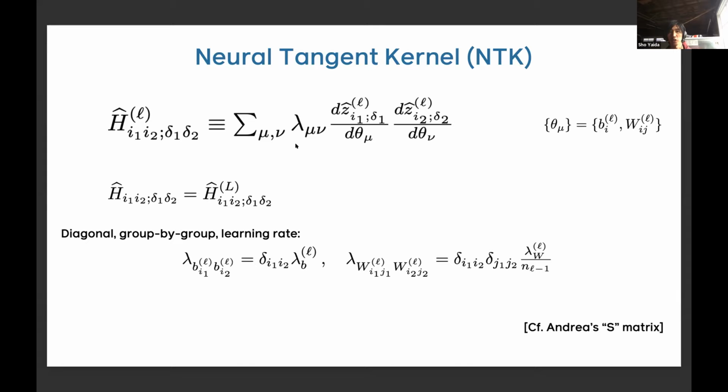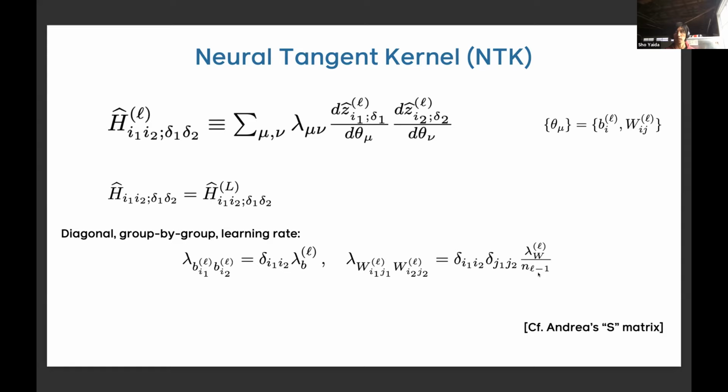This was again Andrea's S matrix, but usually I'm going to make it diagonal, meaning that every model parameter doesn't affect the other model parameters. These fancy looking equations just say something very trivial. The first equation says that I'm just going to rescale the learning rate by this factor lambda b l for the l-th layer biases. The second equation says that, relative to that, I'm going to rescale the learning rate for the weights to be this lambda w divided by n l minus one, which is the number of neurons incoming, putting in the incoming signal.